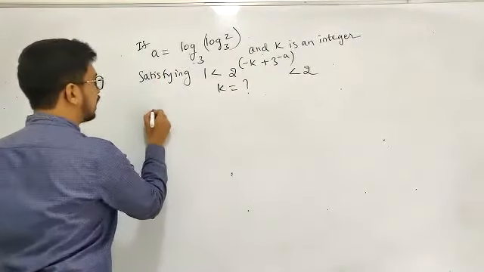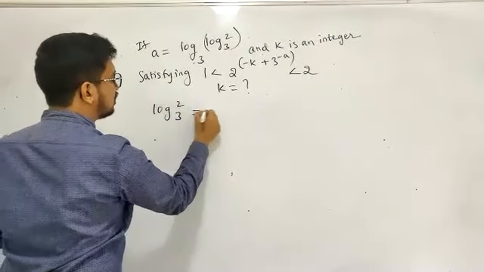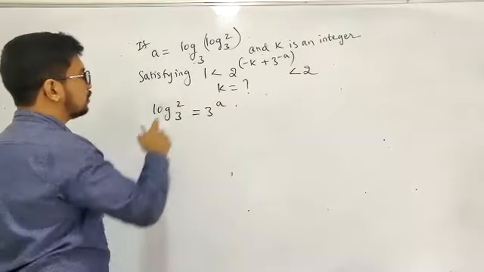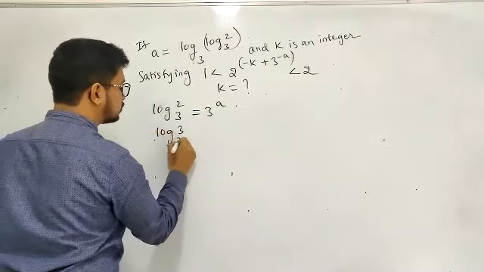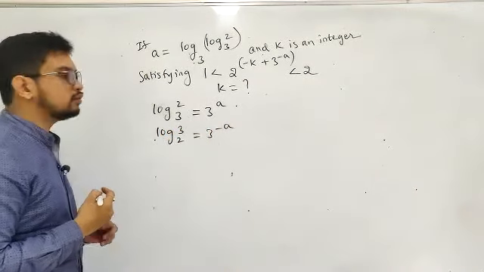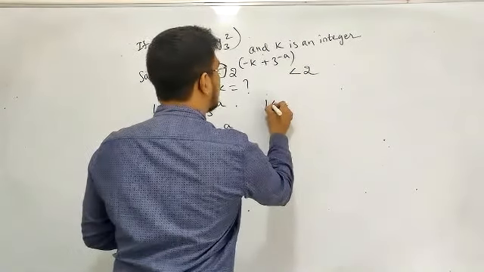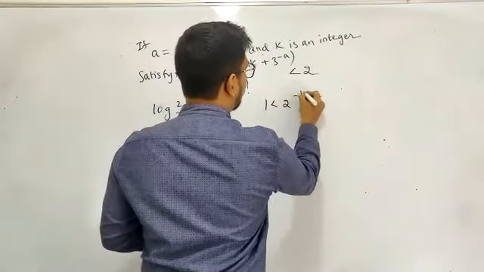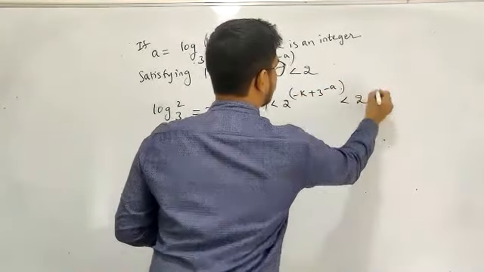So log 2 to the base 3 is 3 power a, and log 3 to the base 2 will be 3 power minus a. 1 by log 2 to the base 3 is log 3 to the base 2, which is 3 power minus a. Now they gave the question: 1 is less than 2 power of minus k plus 3 power minus a, which is less than 2.